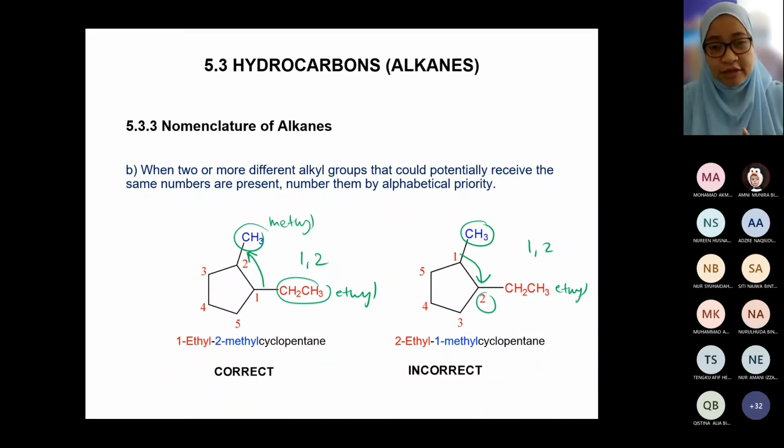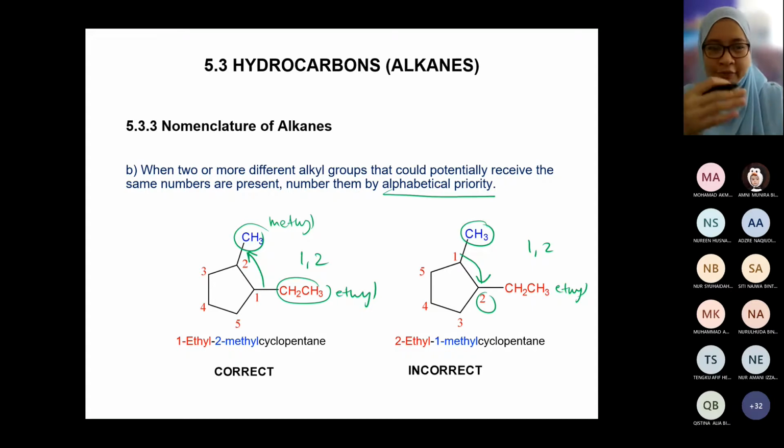This is still 1, 2, it's just that location. 1 methyl, 1 ethyl. Which one do you want to choose? Numbering is not a problem now, but who would have carbon number 1, who would be assigned carbon number 2? In this case, we are going to go based on alphabetical order. There are so many possibilities, the probabilities that might happen during the naming.